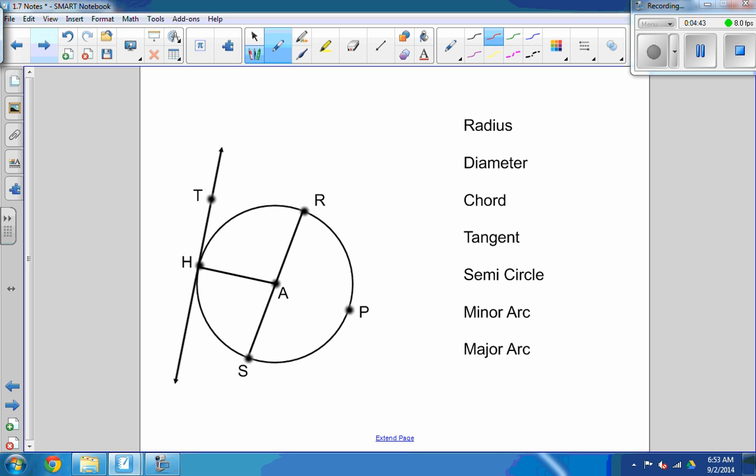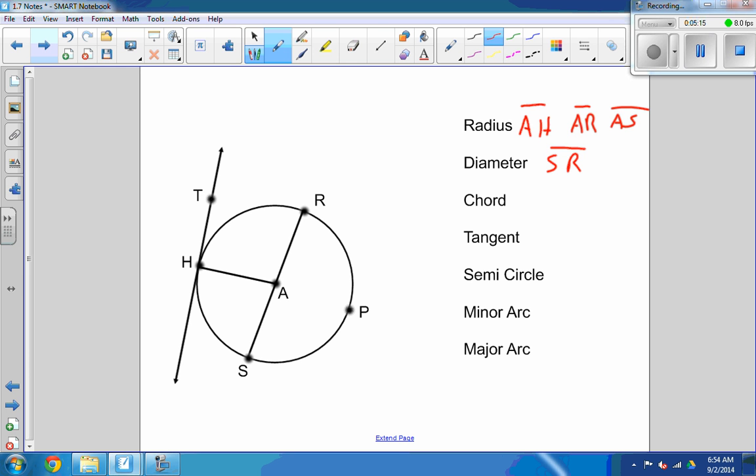Okay, so let's go ahead and work through and identify a bunch of these radius, diameter, chord, and so forth based on this diagram. Based on this diagram, we actually have 3 possible radiuses: AH, AR, and then AS. Those are all radii. Diameter, we have one diameter, SR.